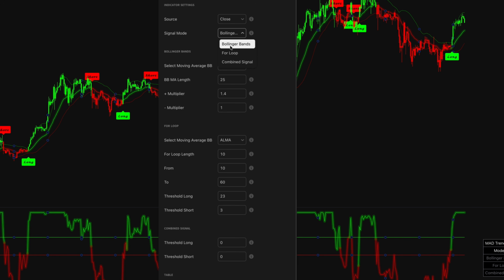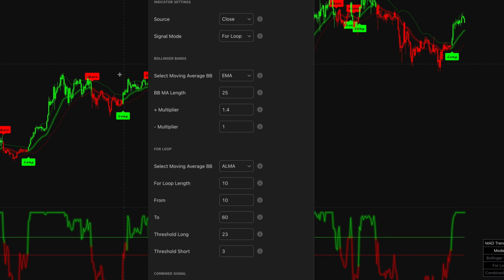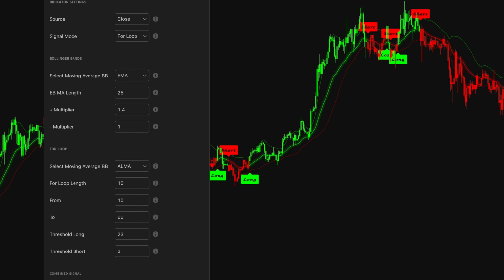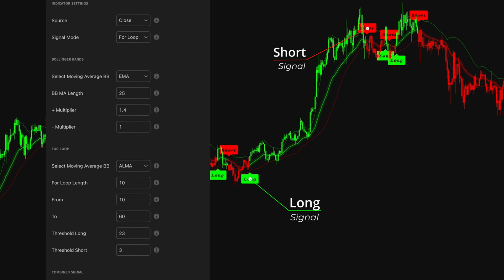The Bollinger Band mode calculates MAD by measuring average absolute distance between price and a selected moving average over the look-back period defaulting to 25. The system then creates asymmetric bands using separate multipliers for upper at 1.4 times and lower at 1.0 times zones, triggering signals when price crosses these boundaries.